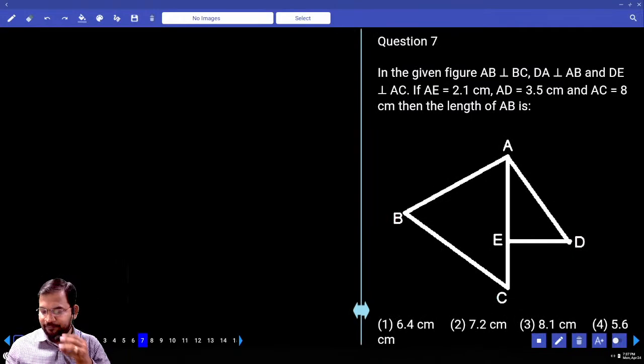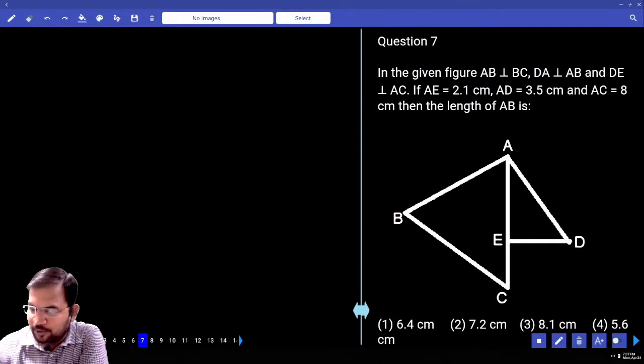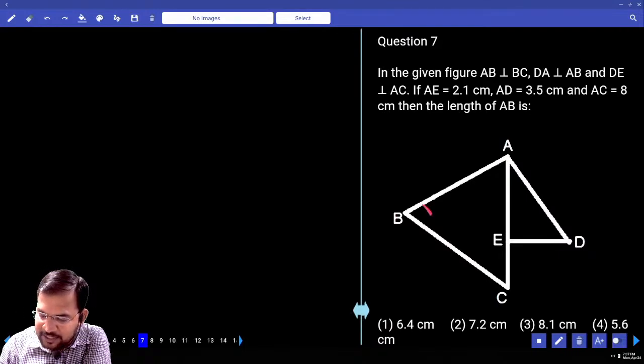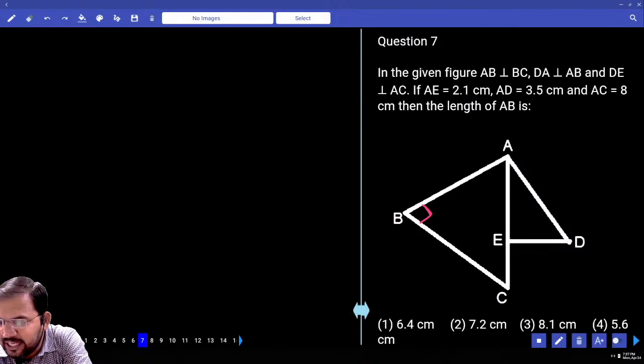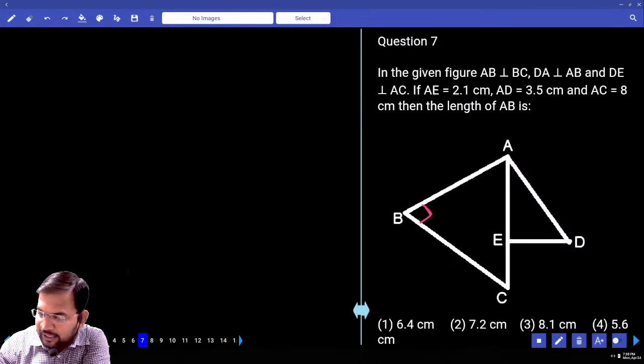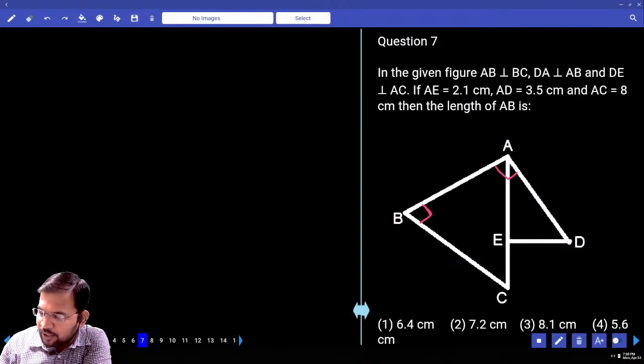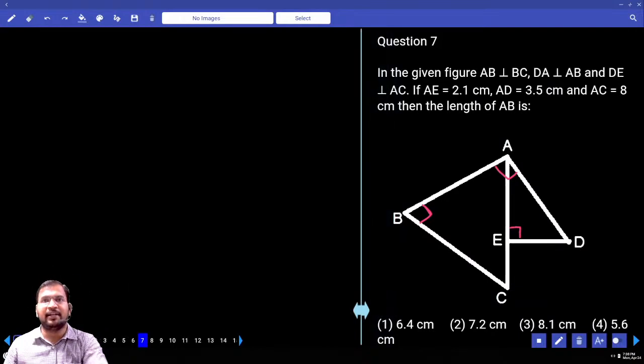Next question, see. In the given figure, AB is perpendicular to BC. Therefore this angle is 90 degrees. DA is perpendicular to AB. This angle is 90 degrees. Next, DE is perpendicular to AC. Here is 90 degrees.